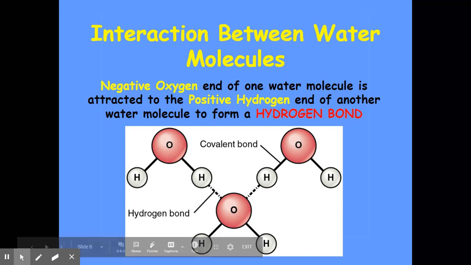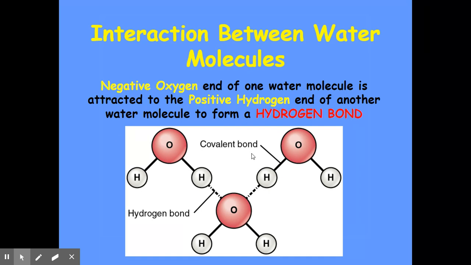So the negative end of one water molecule is attracted to the positive end of another. And whenever a positive hydrogen is attracted to the negative end of another molecule, specifically water, it forms a bond. And that bond is called a hydrogen bond, which is easy to remember because hydrogen is forming the bond. Now, in and of itself, it's weak, but when you get a bunch of them together, it's very strong.